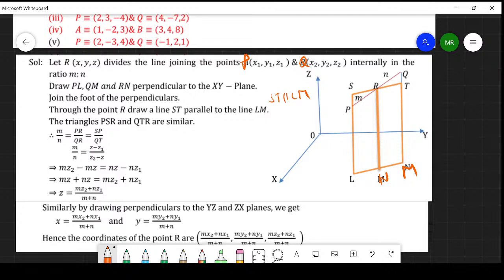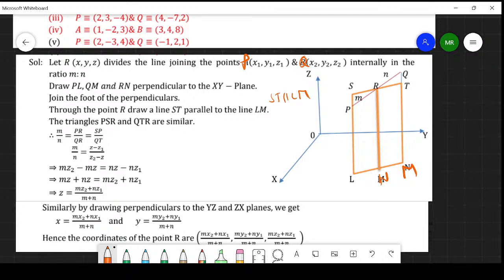I'll explain that. I have taken SP by QT. When I take the point here, P is x1, y1, z1. Correct? You have taken the point P as x1, y1, z1, and the point Q as x2, y2, z2. So they are given here.